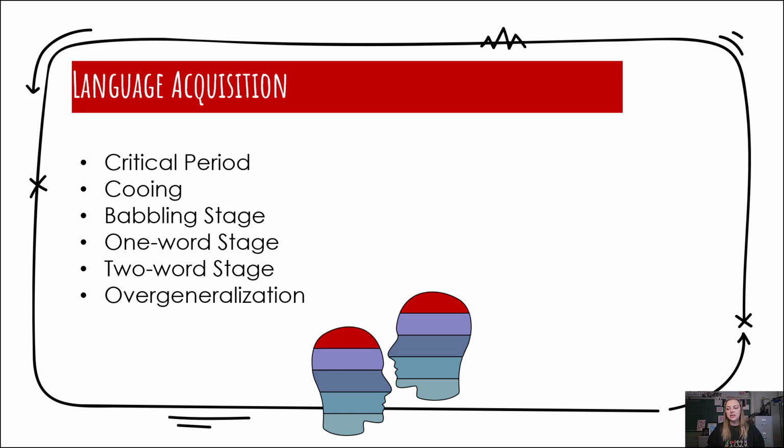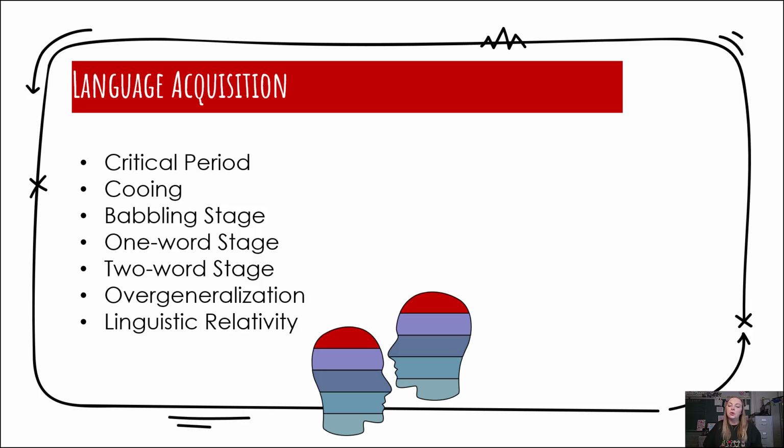It doesn't mean that they don't understand what they're trying to say, right? Like when they're saying the word goed, we know they're trying to say the word went. However, they don't understand that there's a separate irregular word for that past tense version of go.